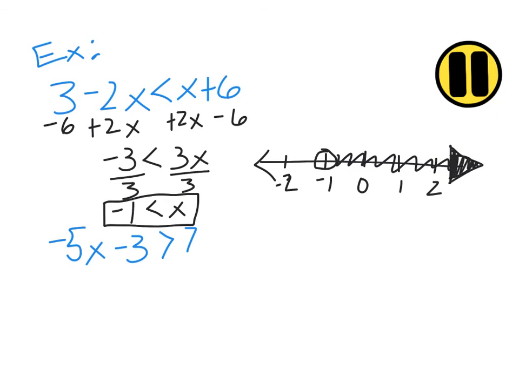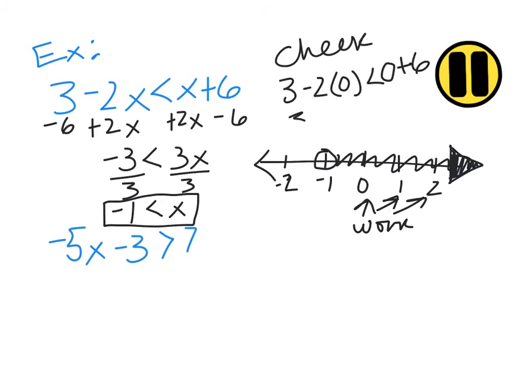And then check, it looks like 0 should work. All these numbers up here should work. So I'll plug 0 in. So 3 minus 0 is less than 6. That is true.